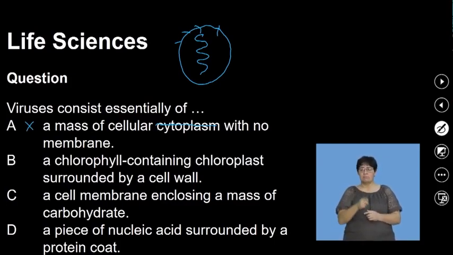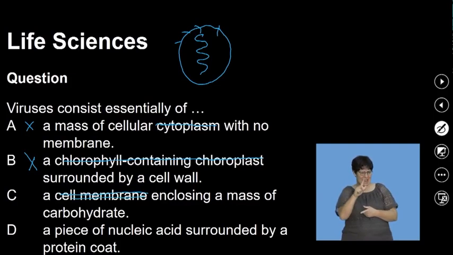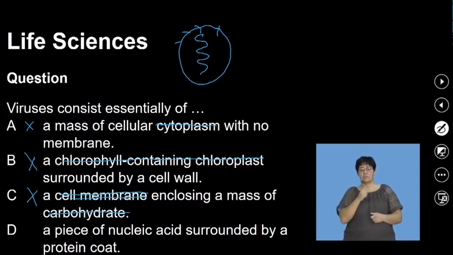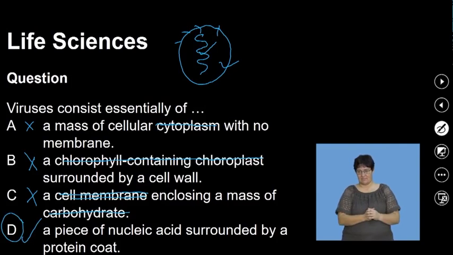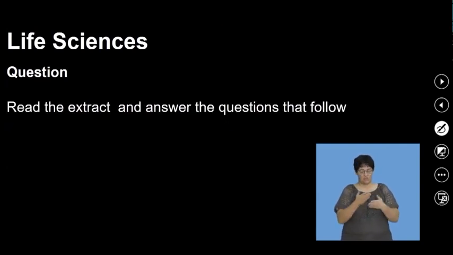A chlorophyll-containing chloroplast, heck no. I know that's plants, and this is definitely not a plant cell, so I'm going to put a cross there. A cell membrane enclosing a mass of carbohydrates can't be. Cell membrane is living, and carbohydrates are found in living things. Definitely can't. So I'm hoping it's going to be D. A piece of nucleic acid, yes, surrounded by a protein coat. There we go. Both criteria are met, so D is the correct answer. Process of elimination, guys.